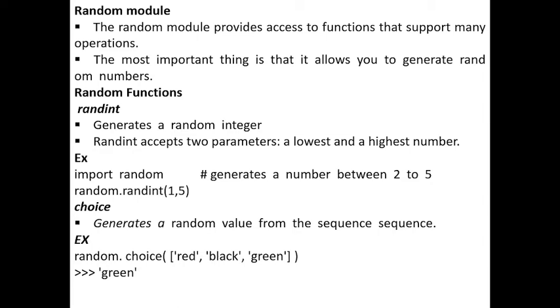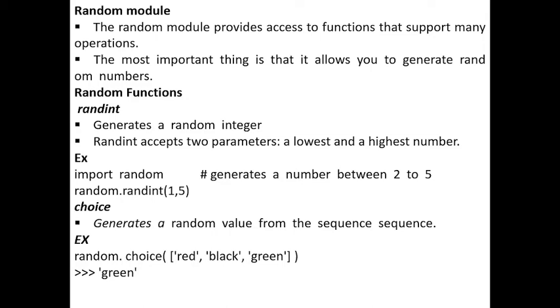The most important thing is that it allows you to generate random numbers. Among the random functions, randint generates a random integer. Randint accepts two parameters, a lowest and a highest number. Import random, and it generates a number between 1 and 5: random.randint(1, 5).